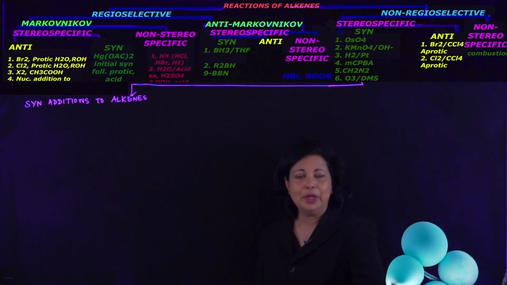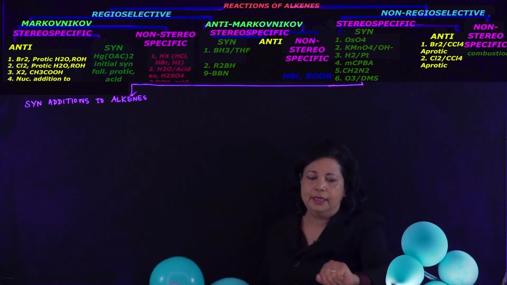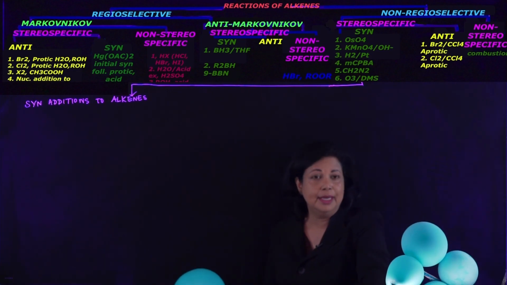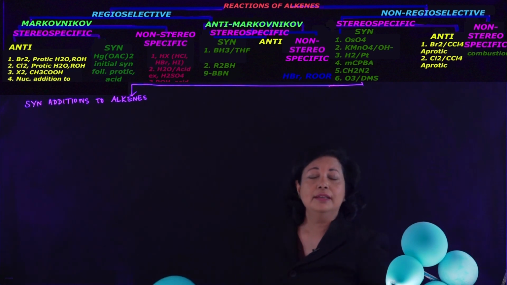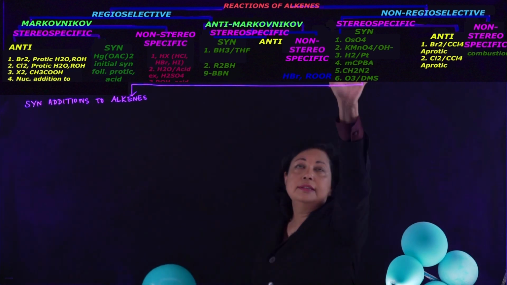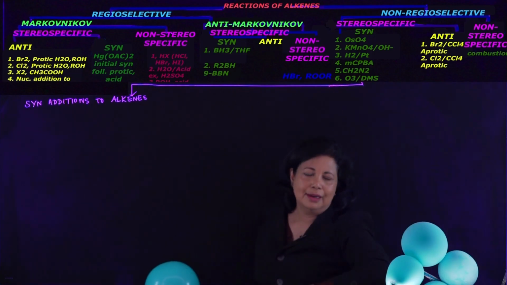Welcome everybody. We are going to talk about some syn addition. Syn. No, that sounds like a really bad thing, but molecules do that a lot. So let's look at some of the primordial syns here, starting with osmium tetroxide.